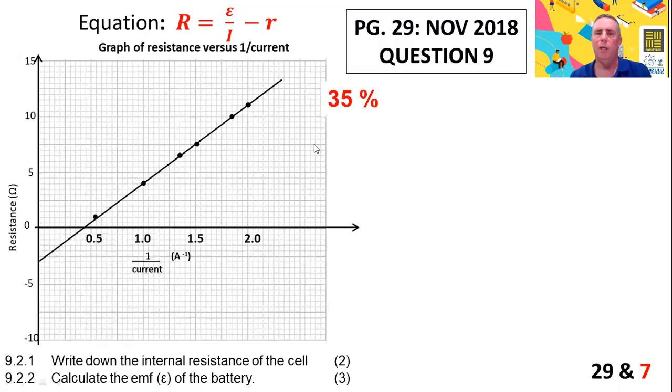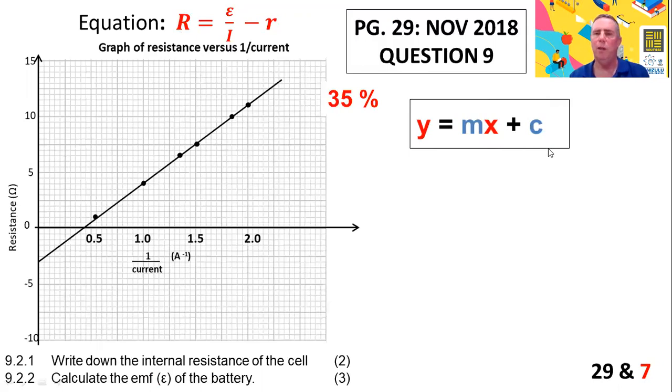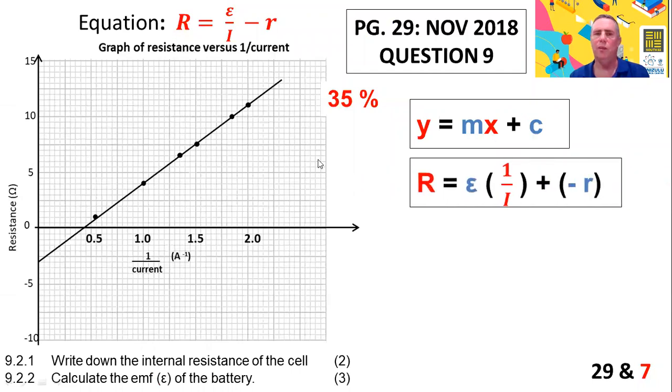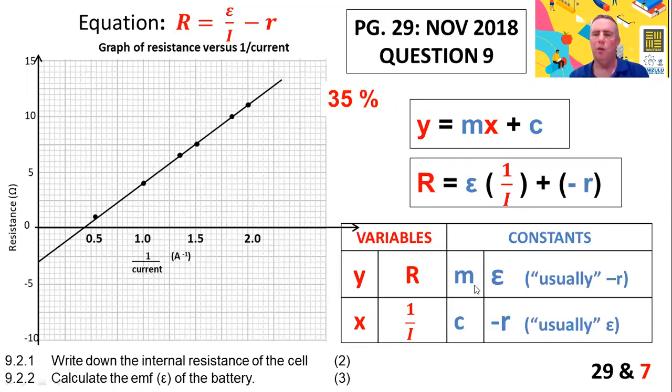Now, how do we get around that? Well, it's really not difficult. Always start with the standard form, y equals mx plus c. Identify your 2 variables and your 2 constants. Now, in this case, the equation was given to you in the exam. Your variables are r and 1 over I, not I. And your constants are EMF and minus r. And again, it's helpful to put them in the table, which we showed you earlier.